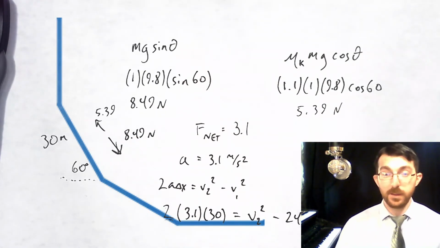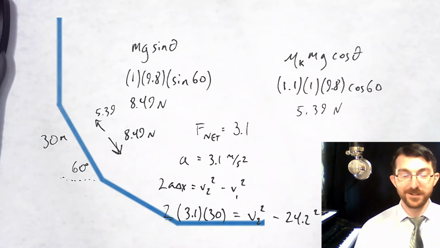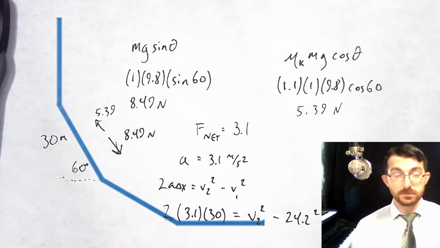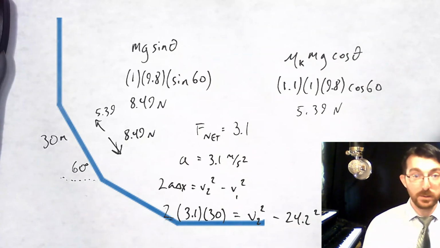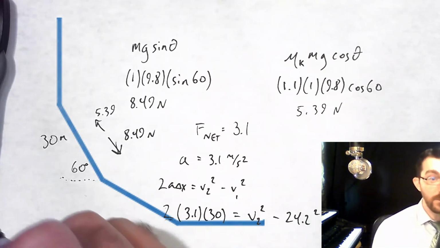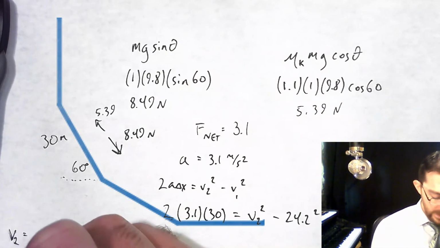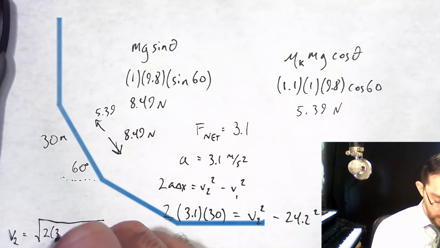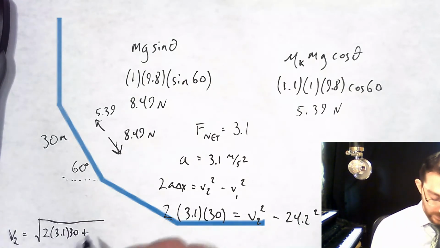Now that one you can't see. Here, I'll get out of your way. Oh, not that one. There you go. So we just have to solve for this. So I think I've got some space over here. I'll use that. So V2, if I could spare you the algebra, is going to be equal to the square root of 2 times 3.1 times 30 plus 24.2 squared.